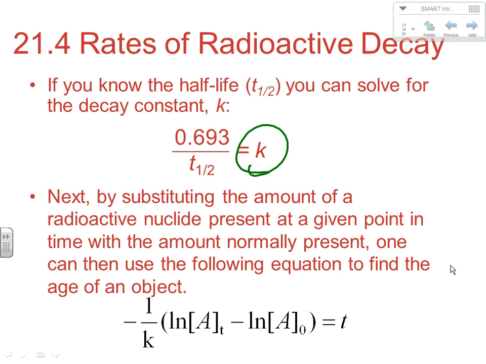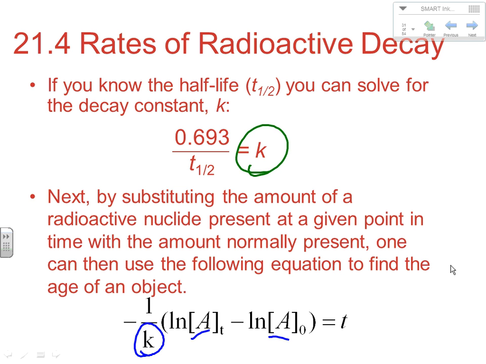Now, by substituting the amount of the radioactive nuclide present at any given point in time with the amount normally present, then you can use the following equation to actually determine the age of the substance. So in other words, we can take that same equation which I showed a second ago and solve it for T. So once we know this, if we're given these bits of information, we can calculate how long it took to get to that point.